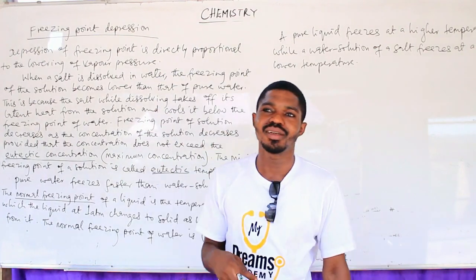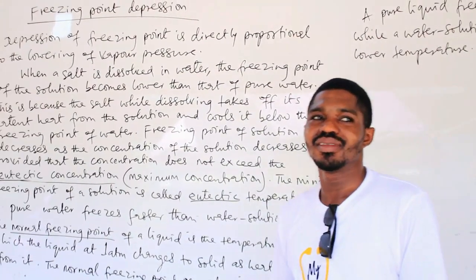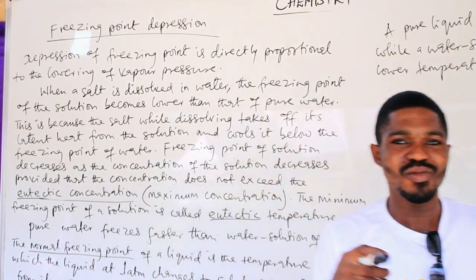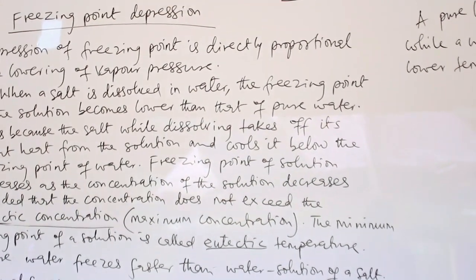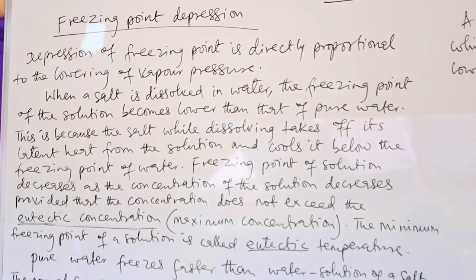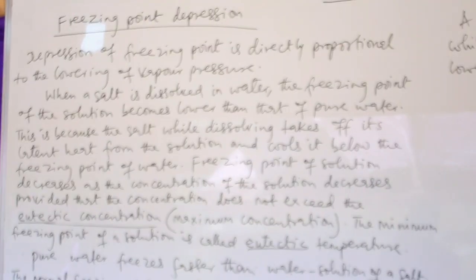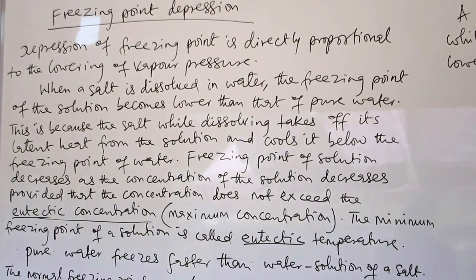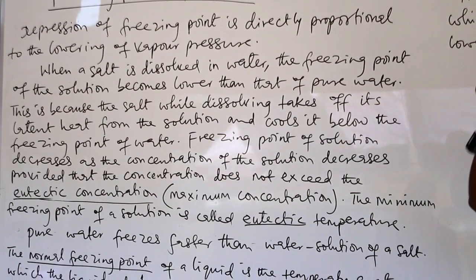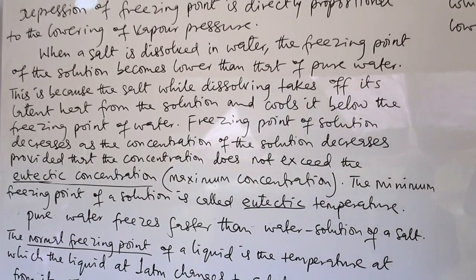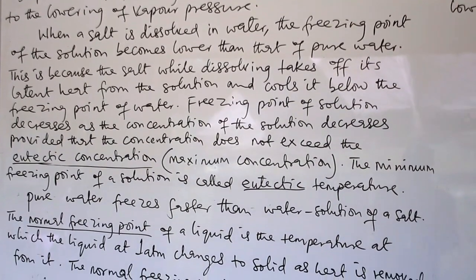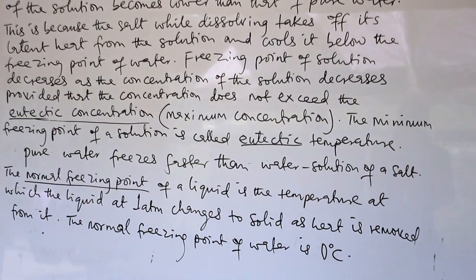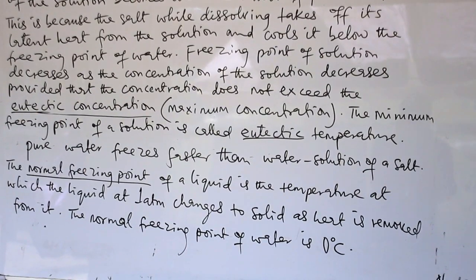Now let's look at freezing point depression. Class, when we talk about depression, we talk about going down, lowering. So what we are trying to say is that the freezing point of a solution will be lower than the freezing point of pure solvent, pure liquid. So by adding a non-volatile solute into a pure liquid, you are lowering or depressing the freezing point of that very liquid by adding a salt in it.